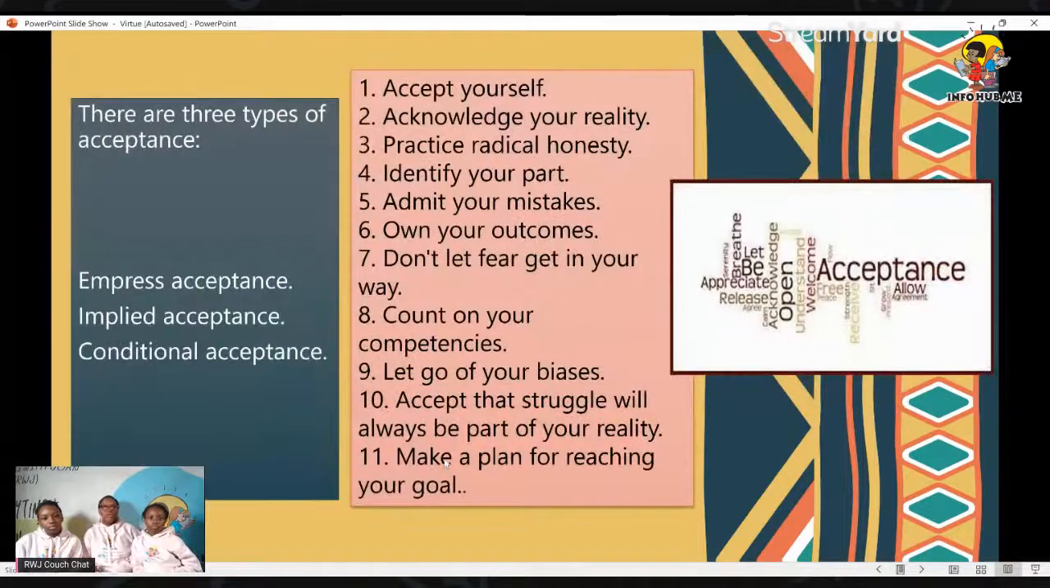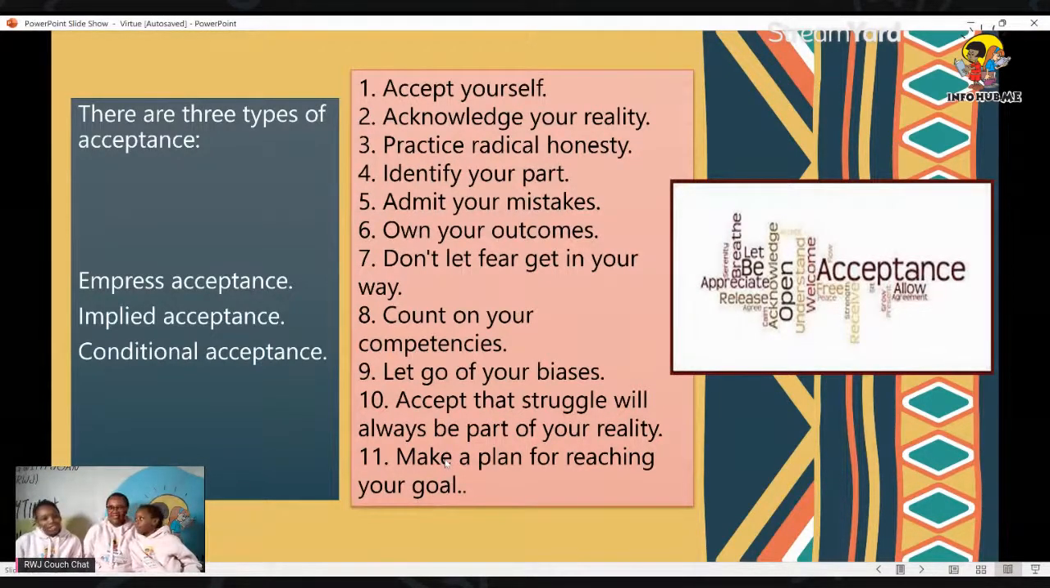So what are the ways? There are three kinds of acceptance. We have the express acceptance, we have the implied acceptance, and we have the conditional acceptance. I thought it said empress. What is empress? The female version of an emperor. What does it mean?